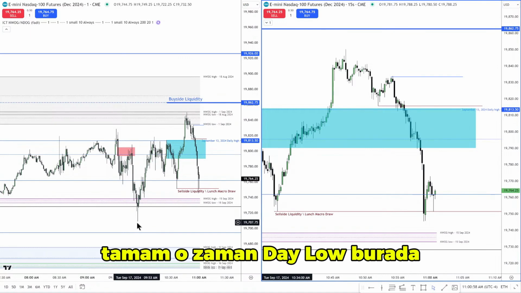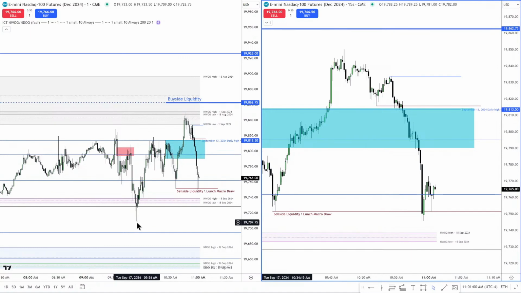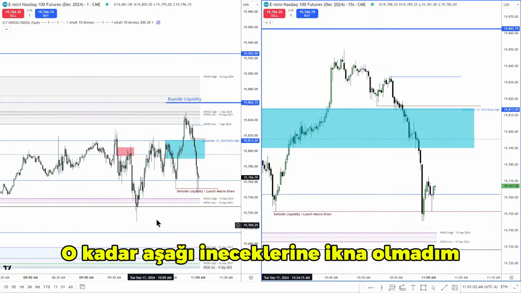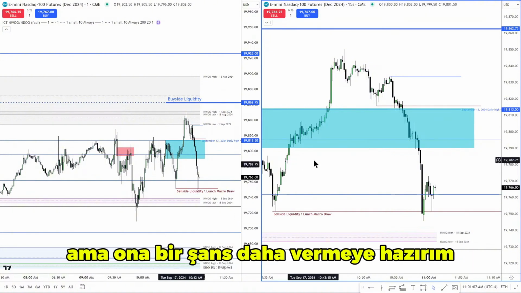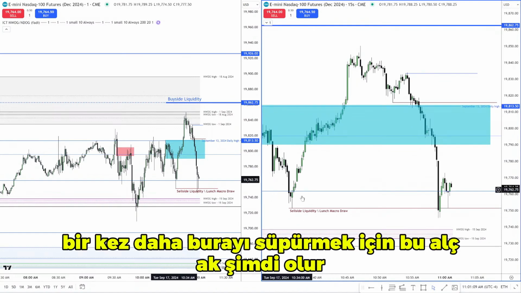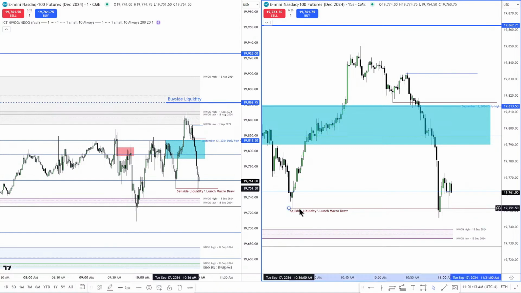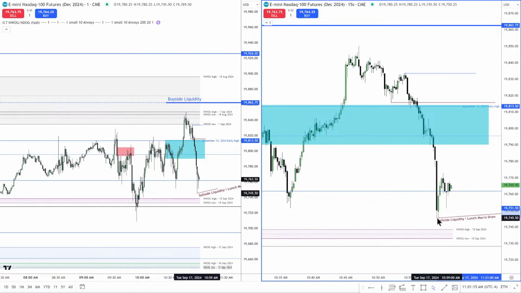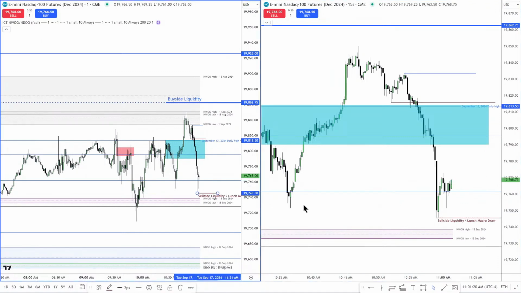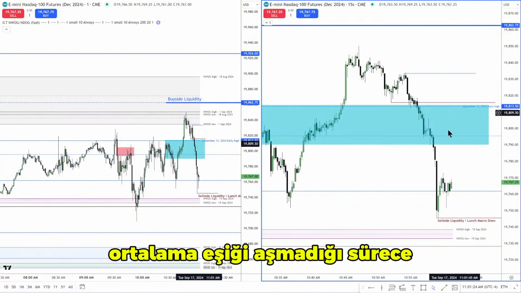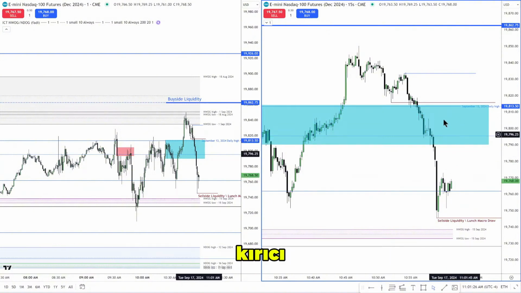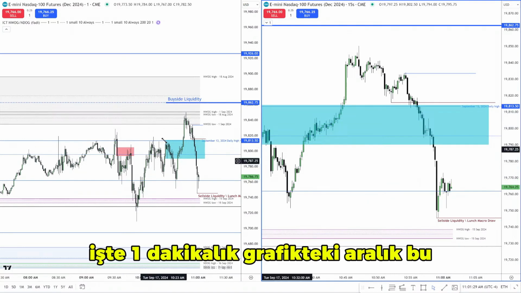All right, so day low here. I'm not convinced that they're going to come down that far, but I'm willing to give it another opportunity to sweep below here once more. So this low now becomes sell side. So any little rally in here, as long as I don't go to the mean threshold of the breaker, that's this range here on the 1 minute chart.